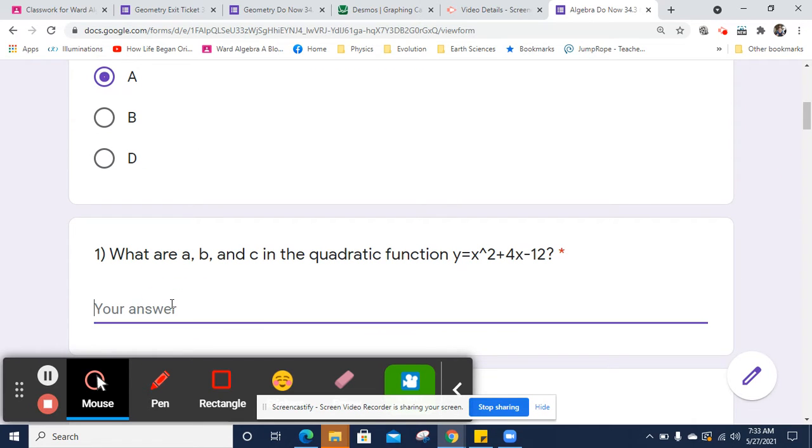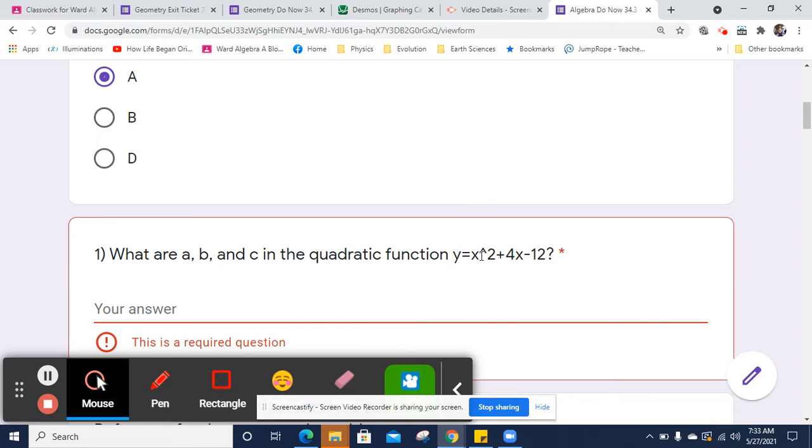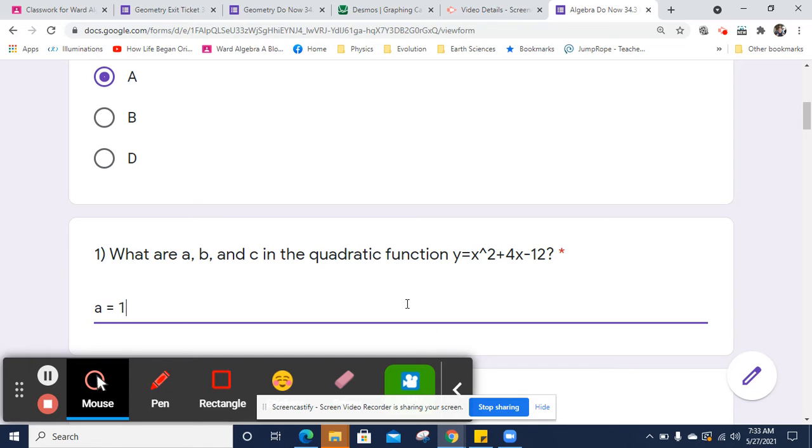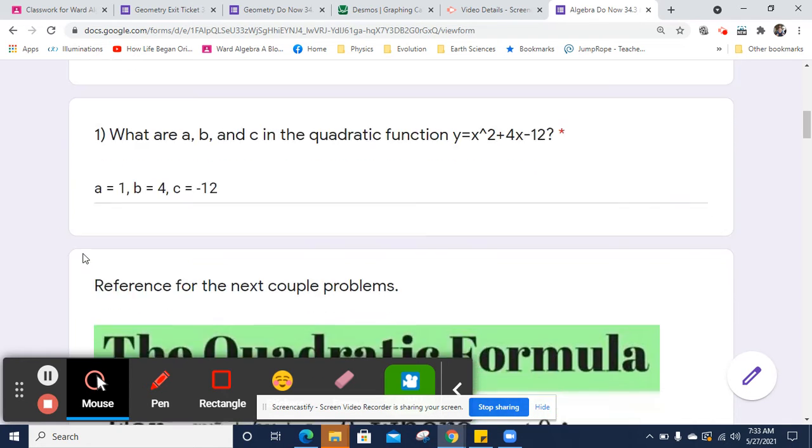So what are A, B, and C in this quadratic function? A is going to be the coefficient of x squared, so A equals 1. B equals 4, which is the coefficient of just x, and C equals negative 12, the standalone coefficient. That's the constant coefficient.